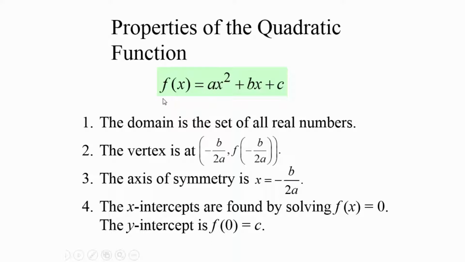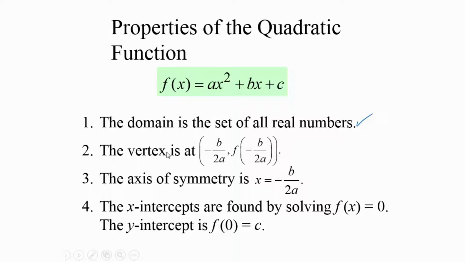Properties of the quadratic function. F of x equals ax squared plus bx plus c. The domain is the set of all real numbers. That's point number one. So anything from minus infinity to plus infinity would be part of the domain of this function. Again, it is obvious, as I said before, only when you have a rational expression, which means you have a denominator, you have to worry about the denominator being 0. That's what limits the domain of a function. Also, if you have a square root or even root, that would limit. So here you don't have any of them, so the domain would be the set of all real numbers. That's the first characteristic of a quadratic function.